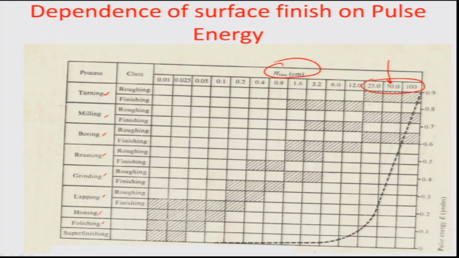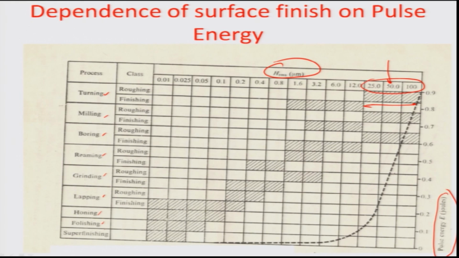These are the ranges in which the finishing operations happen. And on the right here, on the right y axis, it looks at some of the EDM related process parameters, particularly as a function of the pulse energy. So, you can look at the various intersections.